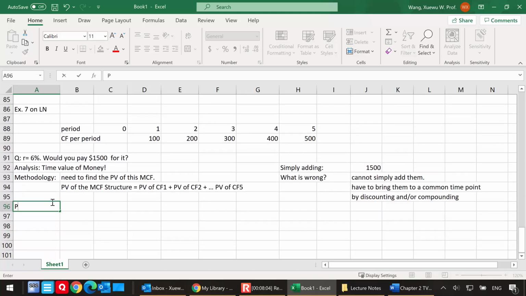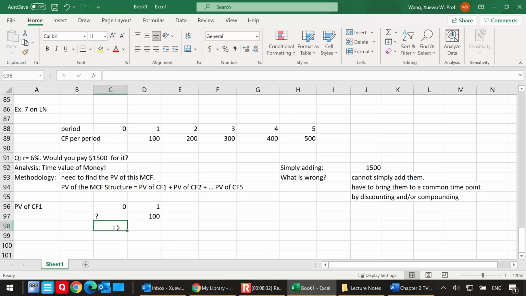Okay, so I'm going to start thinking about present value of the cash flow in the first period, cash flow 1. How do I do that? So, if I want to understand how to get a present value of the first cash flow, then all I need to think about is there's a period of 0, there's a period of 1, and I am going to receive $100 in period 1, and I want to find out, hey, what's the present value here?